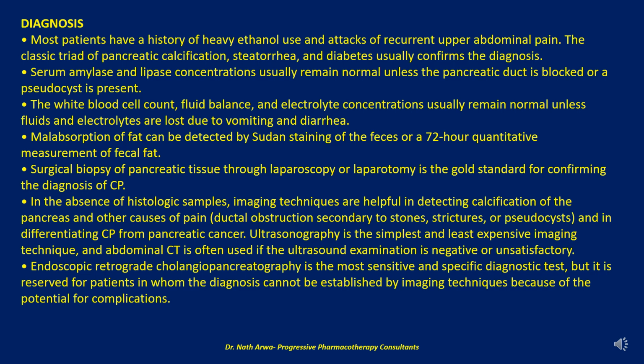other causes of pain, ductal obstruction secondary to stones, strictures, or pseudocysts, and in differentiating chronic pancreatitis from pancreatic cancer. Ultrasonography is the simplest and least expensive imaging technique, and abdominal CT is often used if the ultrasound examination is negative or unsatisfactory. 7. Endoscopic retrograde cholangiopancreatography is the most sensitive and specific diagnostic test, but it is reserved for patients in whom the diagnosis cannot be established by imaging techniques because of the potential for complications.